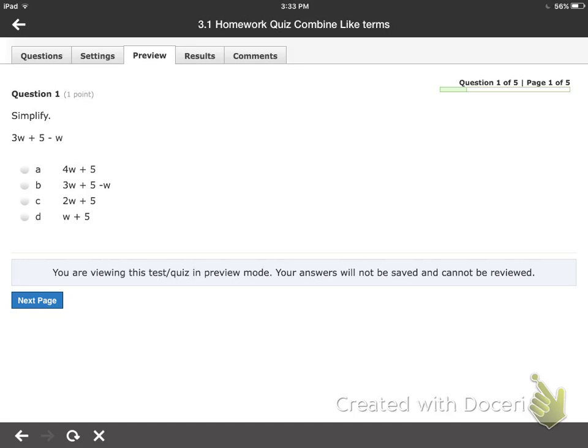We're going to be looking at quiz chapter 3.1, and this is all about combining like terms. And so just a quick review.